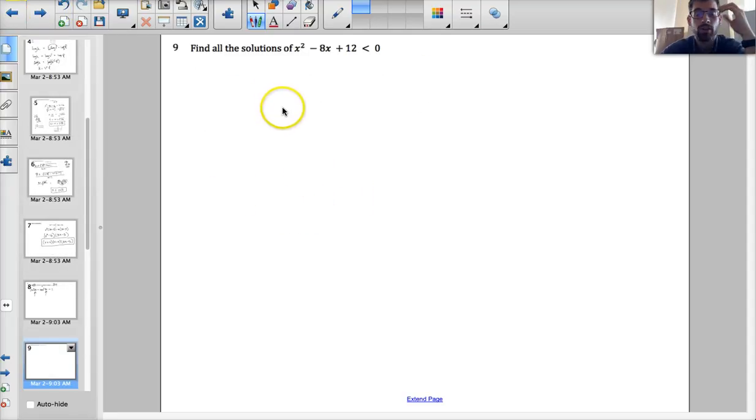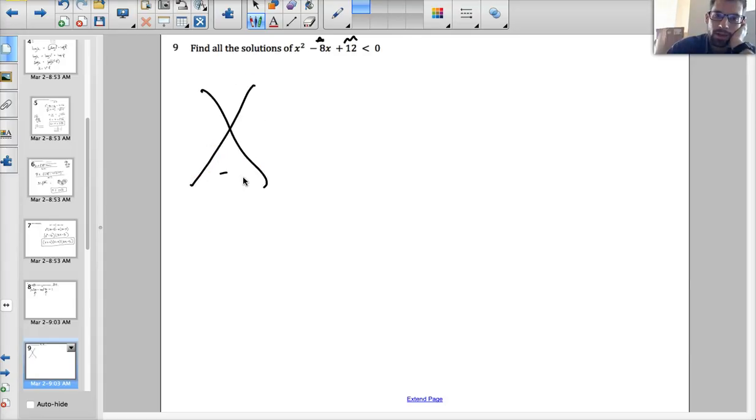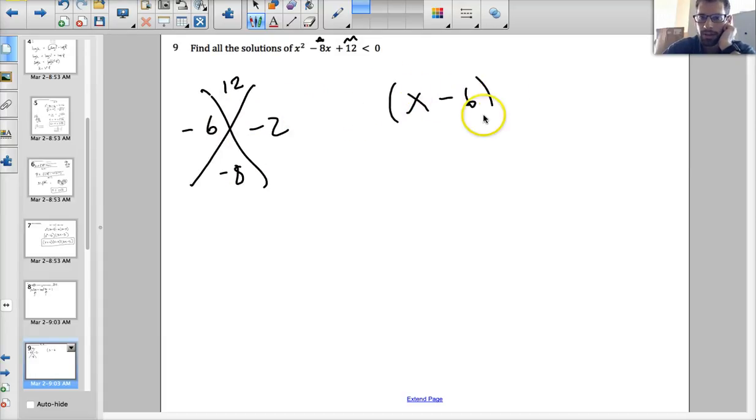All right, finding all of the solutions here. So if I'm going to graph this thing, or if I'm going to factor it, I'll start with that. I need to find two numbers that add to negative 8 and multiply to a positive 12. So negative 6 and negative 2 will do that. Those two add to negative 8, multiply to positive 12. So the factors will be x minus 6 and x minus 2, just like that.